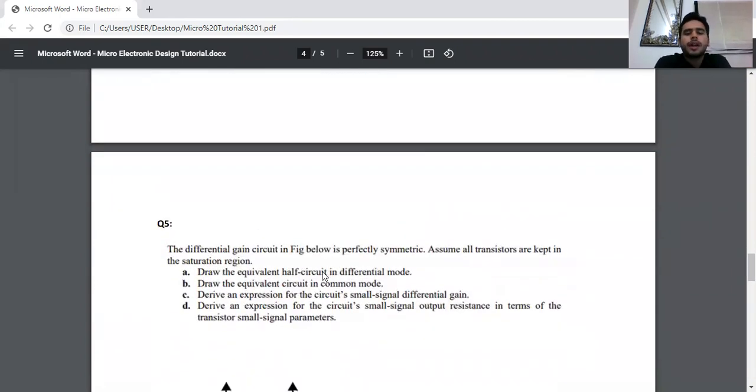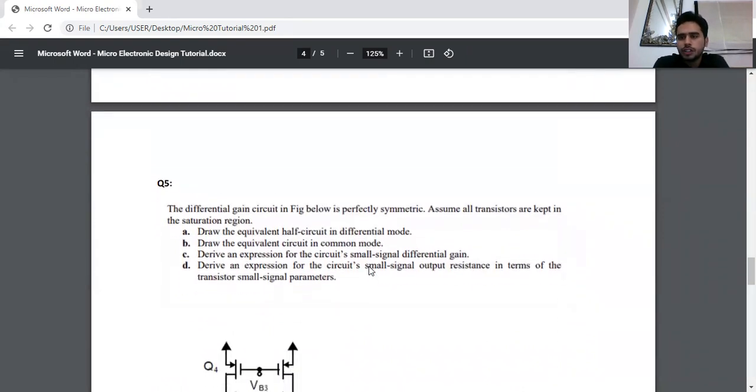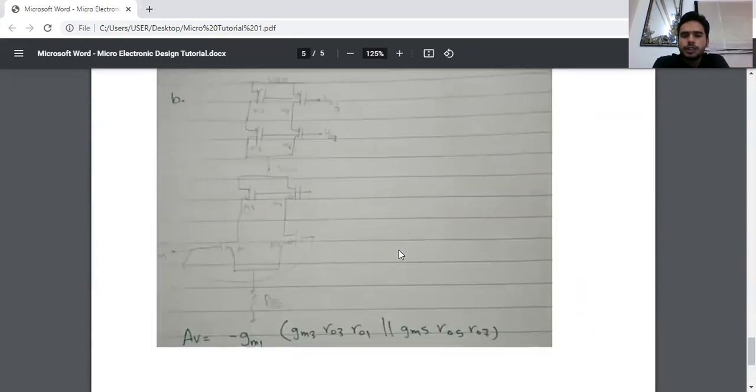So the third part is to derive an expression for the circuit's small signal differential gain. And as you all know, the small signal differential gain has to be judged at the V out point. If you see at the V out point, we've got two sets of MOSFETs above and two sets of MOSFETs below, and we will be judging the gain at GM1 since the input voltage is being applied at GM1. Then we have GM3, RO3, RO1 in parallel with GM5 and RO5 and RO7. So this is basically the resistance division which we do in the small signal differential gain case, and the expression has been listed down below.